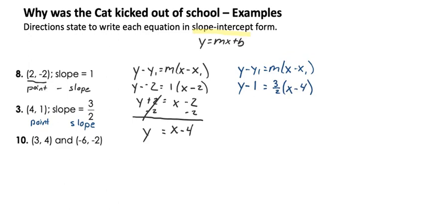We're going to simplify. This would be y minus 1 equals 3/2 x, so 3/2 x, and then 3/2 times 4. Right? We're going to distribute to both. So 3/2 times 4. If you want to over here on the side, let me talk about that real quick. I have 3/2 times 4.